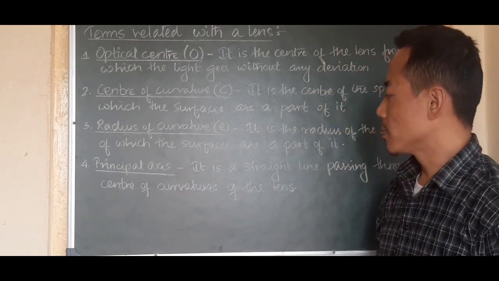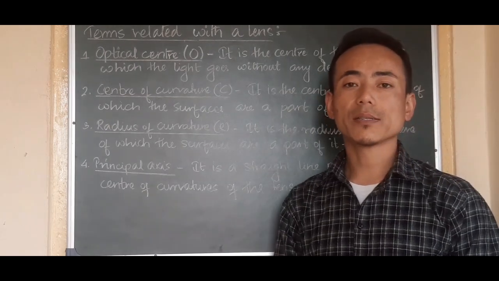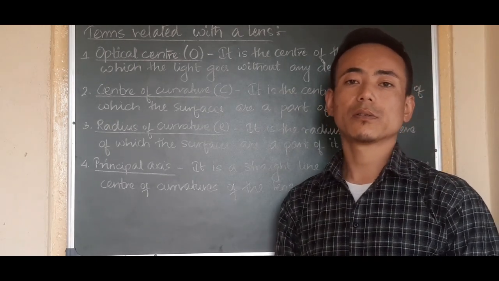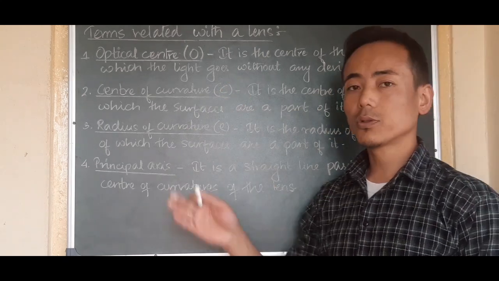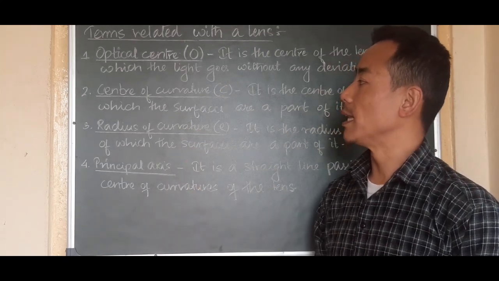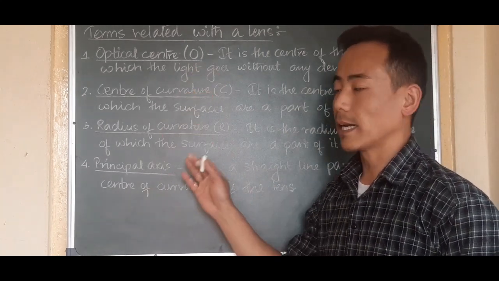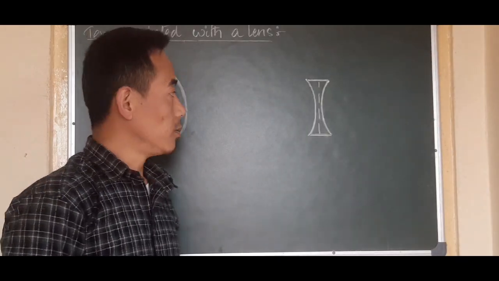And the principal axis, it is a straight line which passes through the center of curvatures of the lens. So these are some of the terms. We will discuss more terms related with the lens. Let's understand this in the diagram first of all.